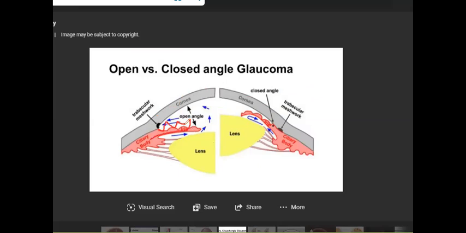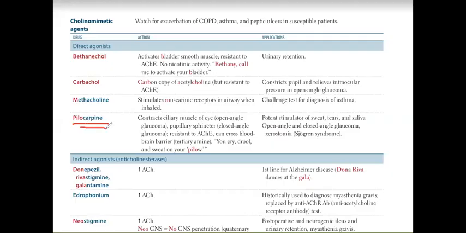And now there is even more space over here and also over here, which will let the fluid stored in here that is not able to flow out will flow out and will drain through this trabecular meshwork. So this is open angle glaucoma. So this drug, pilocarpine, is contracting ciliary muscles of the eye, and is helping for the treatment of open angle glaucoma.